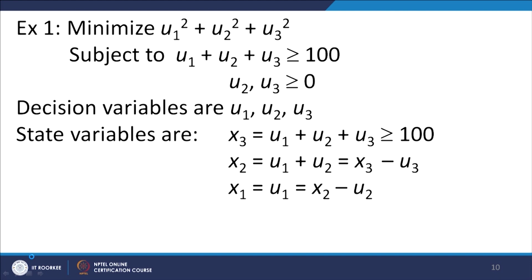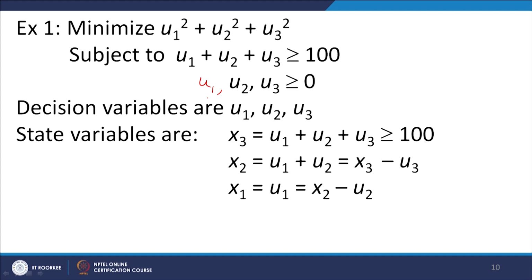Suppose we have the optimization problem: minimize u1 squared plus u2 squared plus u3 squared subject to u1 plus u2 plus u3 greater than or equal to 100, and u2 and u3 are greater than or equal to 0. Of course, u1 also has to be greater than or equal to 0. That is a typing mistake, sorry for that.